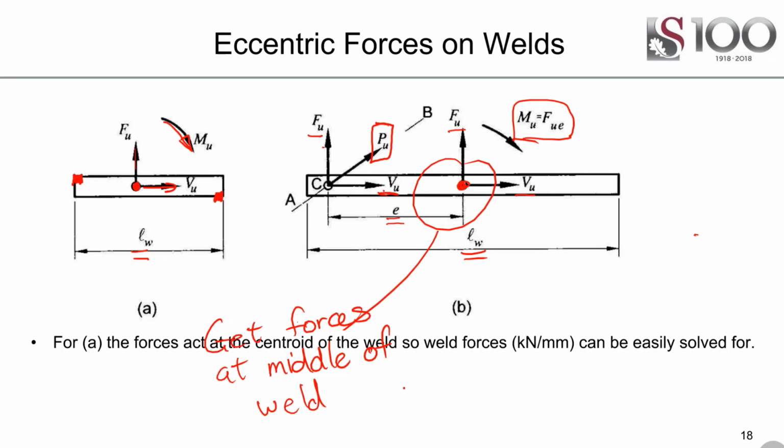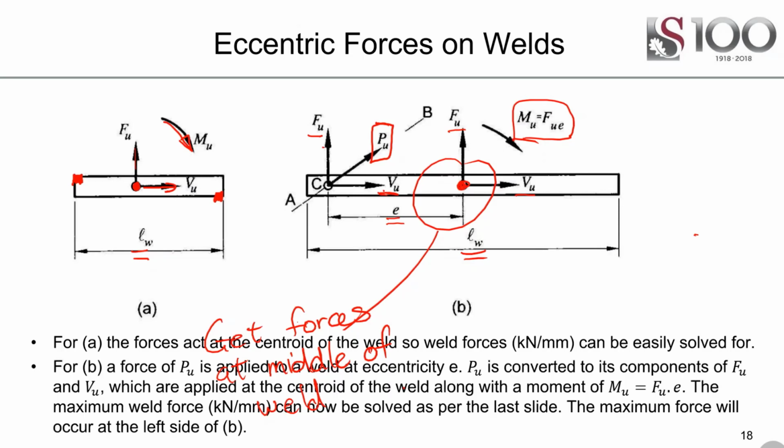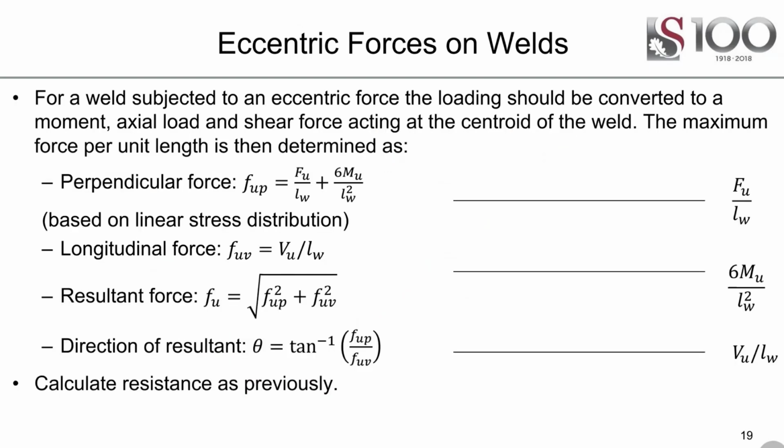For A, the forces act at the centroid of the weld, so weld forces can easily be solved for. And then for B, the force of PU is applied at eccentricity. And then I've just explained how you would transfer that to the middle. But now let's have a look at what those stresses will look like.